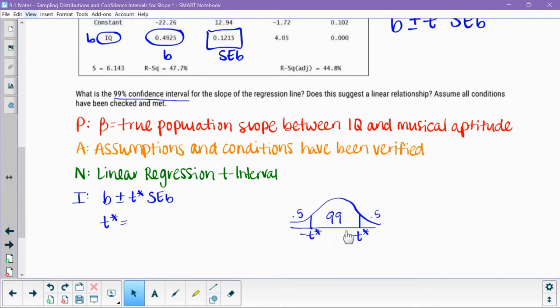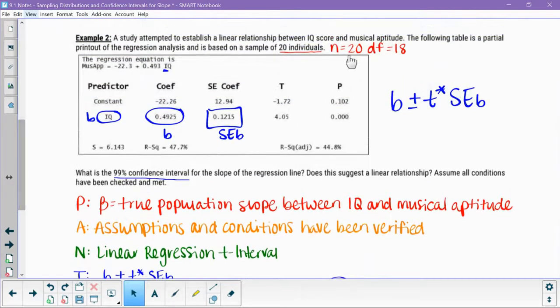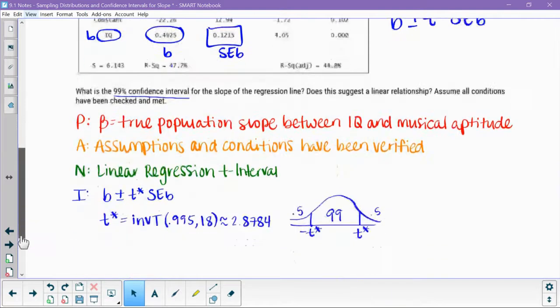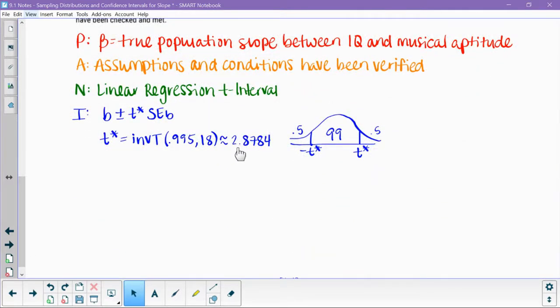I know T star is going to be based on a 99% confidence interval, so I'm going to enter in an area of 0.995 and a degree of freedom of 18 because 20 minus 2 is 18. That gives me 2.8784, and that's just me doing it in the calculator, second VARS, inverse T.